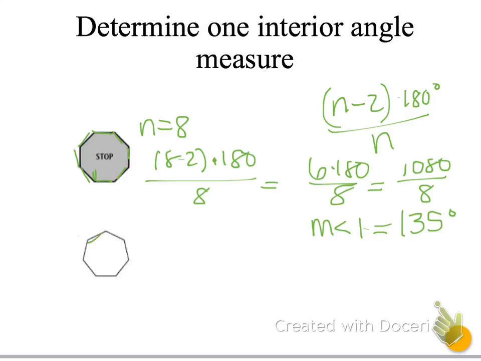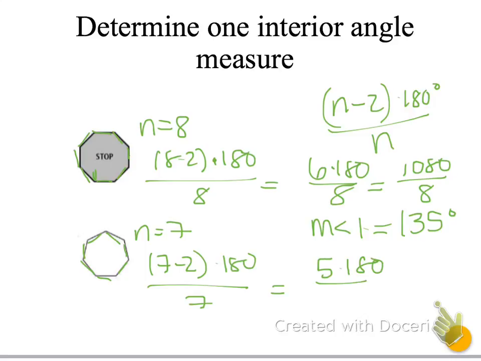So now my next one, I got 1, 2, 3, 4, 5, 6, 7 sides, so my n is 7. So I'm going to take 7 minus 2 times 180, all divided by 7. So 5 times 180 divided by 7. 5 times 180 is 900. 900 divided by 7. So this angle measure is going to be close to 128 degrees. So one angle in that should be 128 degrees.